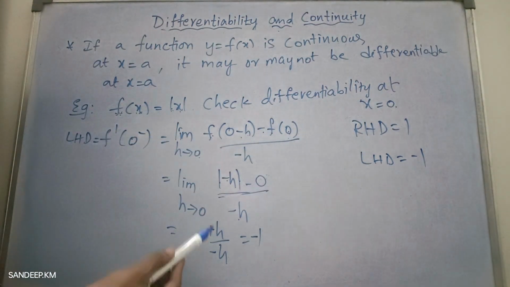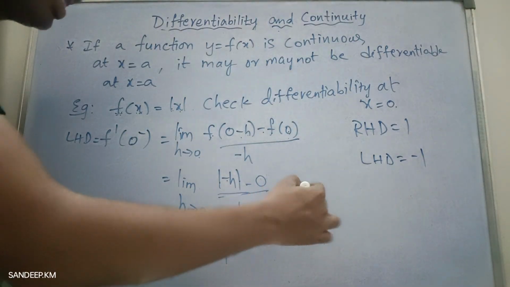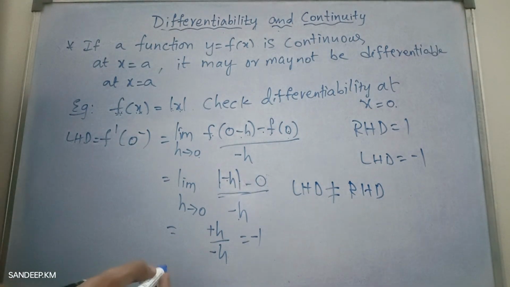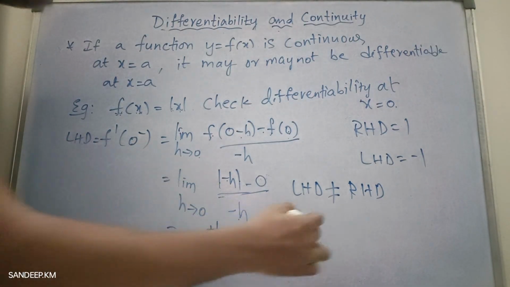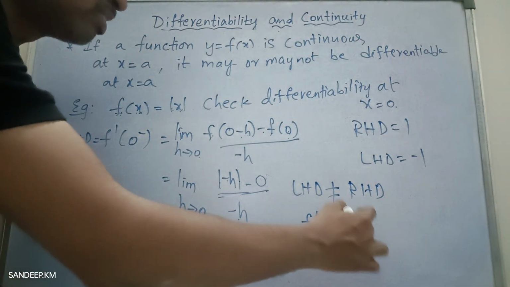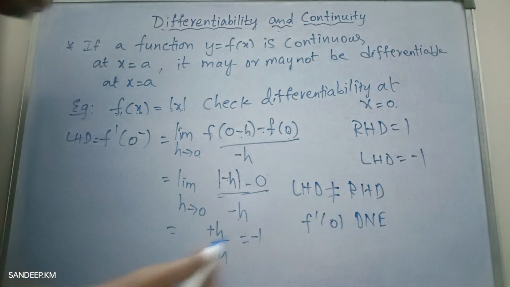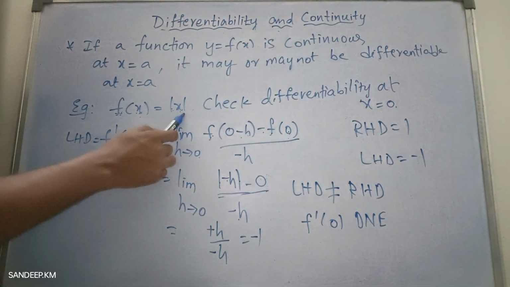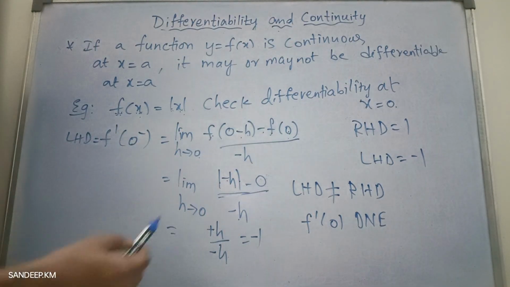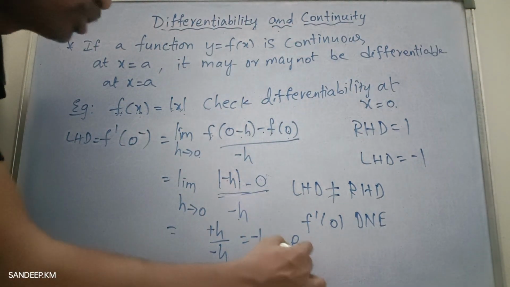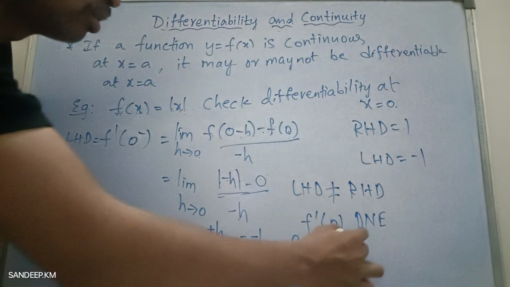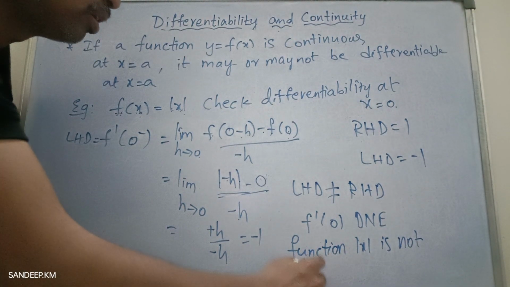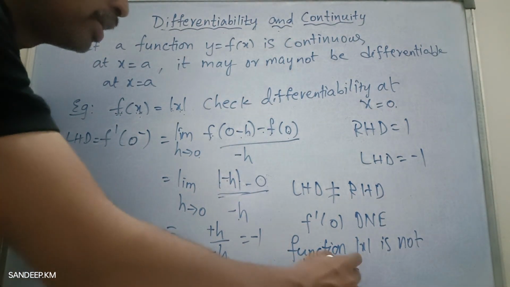Both are finite, but they are not equal. Left hand differentiability is not equal to right hand differentiability. For this reason, f dash of 0 does not exist. And since f dash of 0 does not exist, we can say that the function f of x is equal to mod x is not differentiable at x is equal to 0. The function mod x is not differentiable at x is equal to 0.